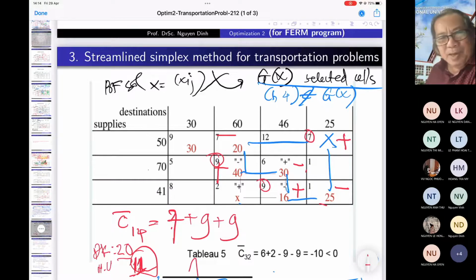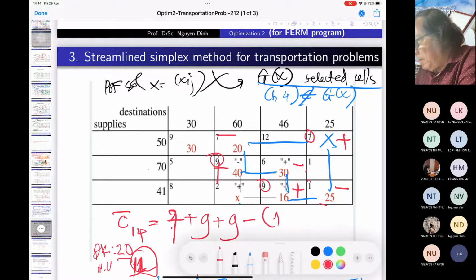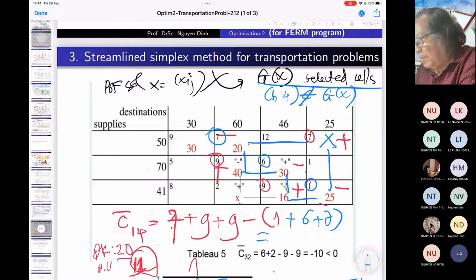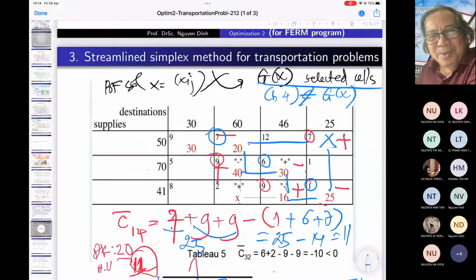That's all. Is that okay? And minus the cost in the minus cells. The cost in the minus cell here is 1. Now I use the blue. There's 1 here, and then the minus cell is 6. The minus cell here is 7. Then it is equal to what? 18 plus 7 is 25. It is 25 minus 14, and then it's equal to 11. Is that okay? You understand?